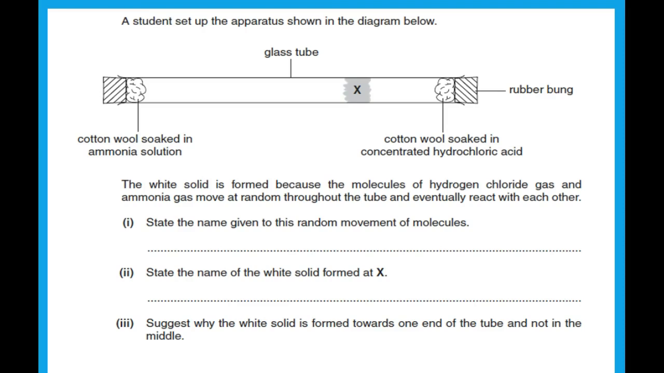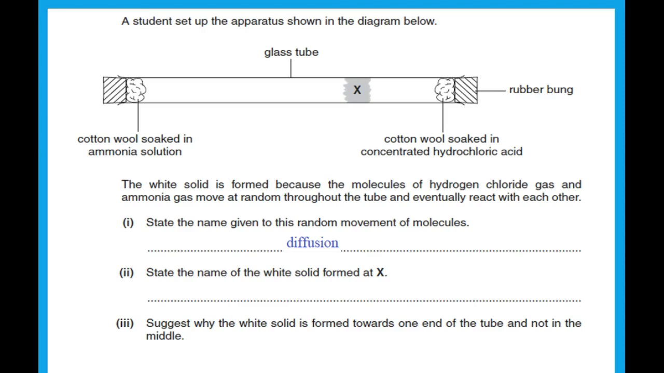Okay, this is again the experiment with the open-ended tube. One side has ammonia, the other side has hydrochloric acid. And he's saying, state the name given to this random movement of molecules. The molecules are moving and they meet at X. This random movement of molecules is called diffusion. That's what we were talking about.